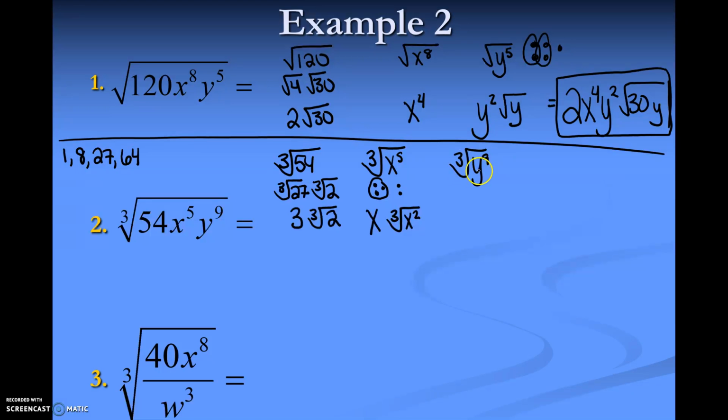How many groups of 3 are there in y to the 9th? 3. 3 full groups, so we end up with y cubed. You can also think of that as 9 divided by 3 is 3 with no remainders. Our final answer then is going to be 3x y cubed times the cube root of 2x squared.